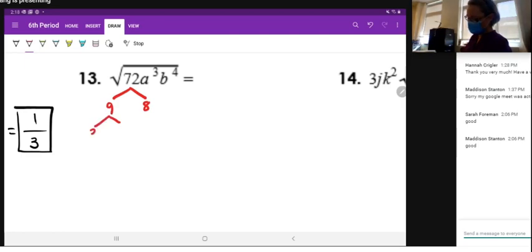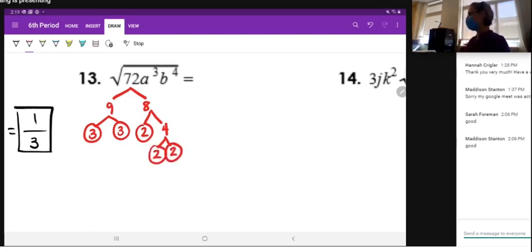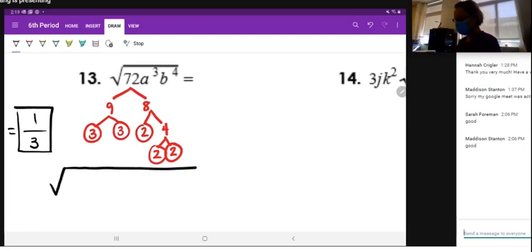9 can split up again. 3 times 3. 8 can split up again. 2 times 4. And 4 can split up again. But then I think we're done. So when I factor this out as much as I can, I end up with 3, 3, 2, 2, 2. So what we're gonna do now is rewrite this, but instead of 72, I'm gonna break that 72 up into its factored form. So I'll write it as 2 times 2 times 2 times 3 times 3. And this comes from my factoring.